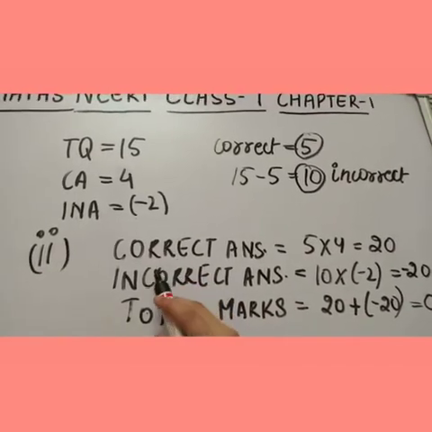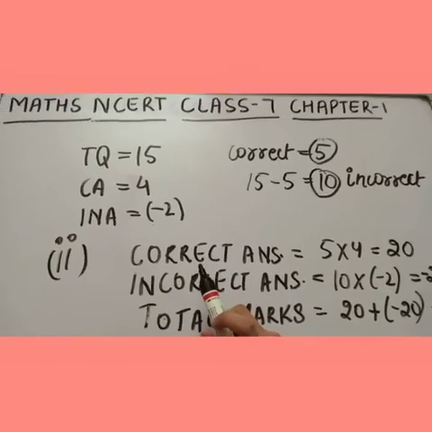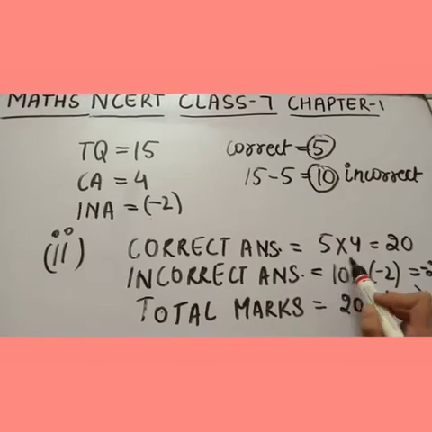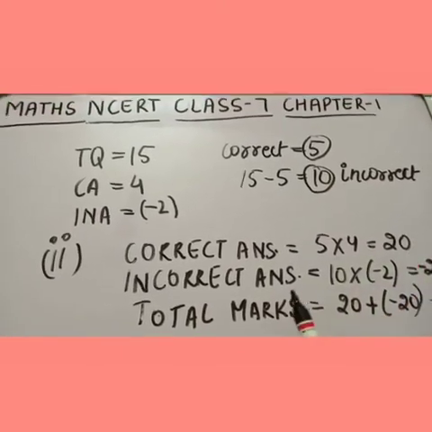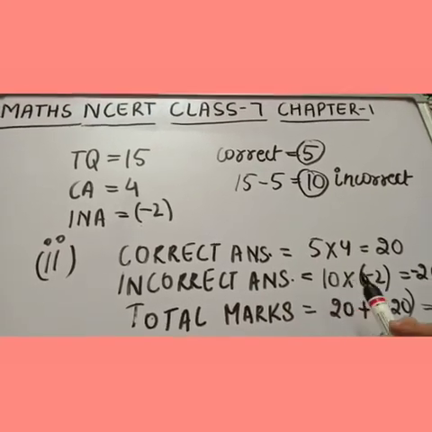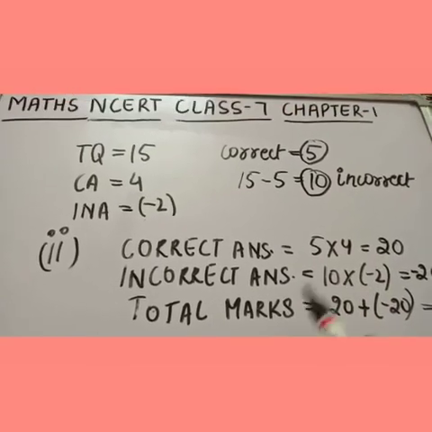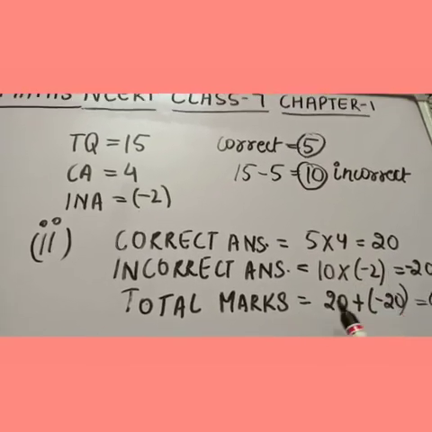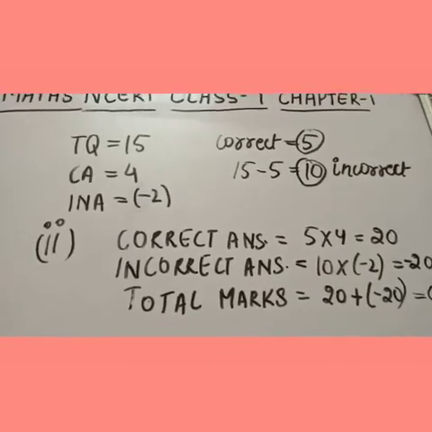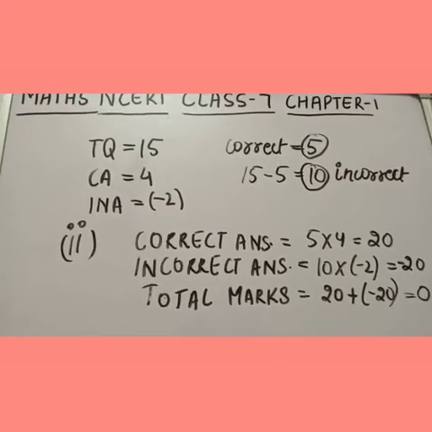After that, you will write marks of Gurpreet's friend for correct answers equals 5 multiplied by 4 equals 20. Marks of Gurpreet's friend for incorrect answers equals 10 into minus 2 equals minus 20. Total marks of Gurpreet's friend in the class test equals 20 plus minus 20 equals 0. I hope you all have understood example number 4.